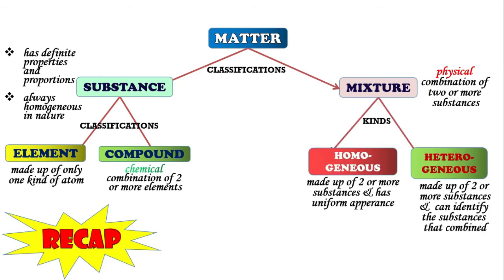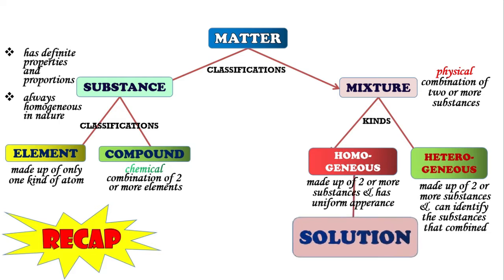Kinds of mixture: homogeneous and heterogeneous mixture. Homogeneous is made up of two or more substances and has uniform appearance, while heterogeneous mixture is made up of two or more substances and you can identify the substances that combined.